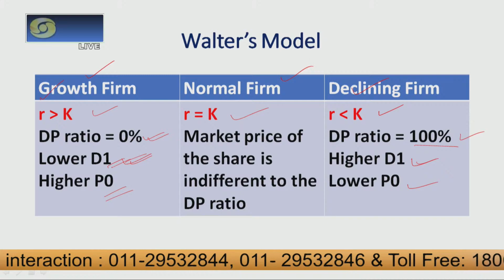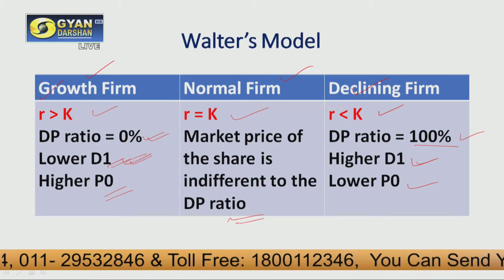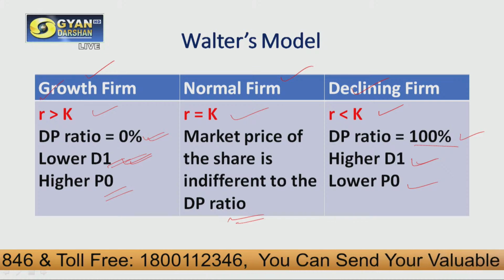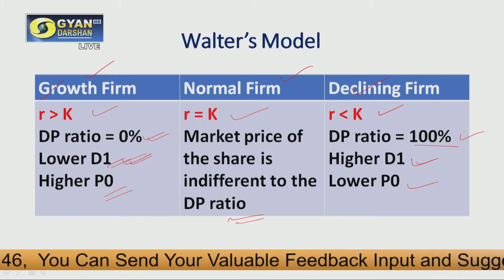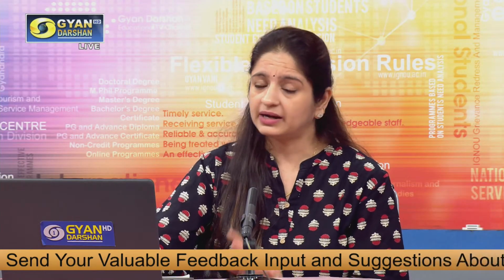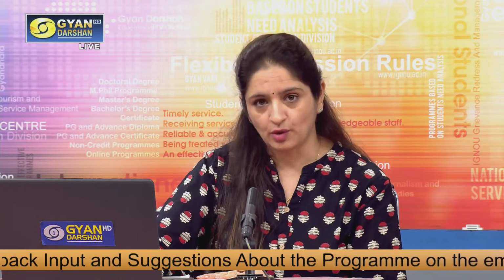Okay, in this case the market price of the share is indifferent to the DP ratio. So whatever percentage of dividend you decide to distribute, it is not going to impact much the market price of the share. So the market price of the share will remain indifferent to the DP ratio in case of a normal firm.